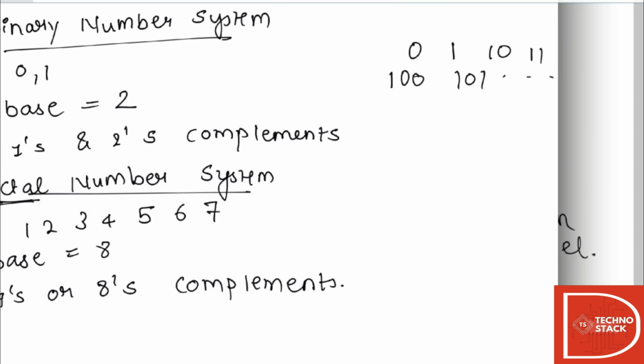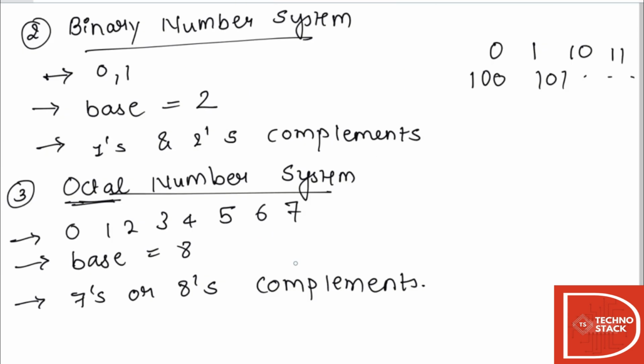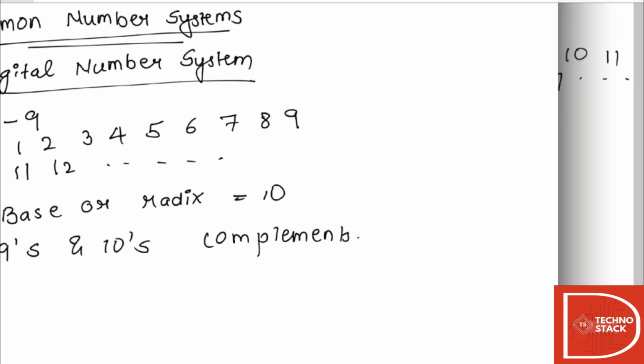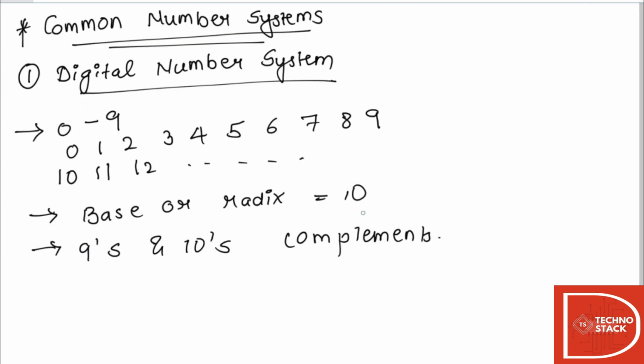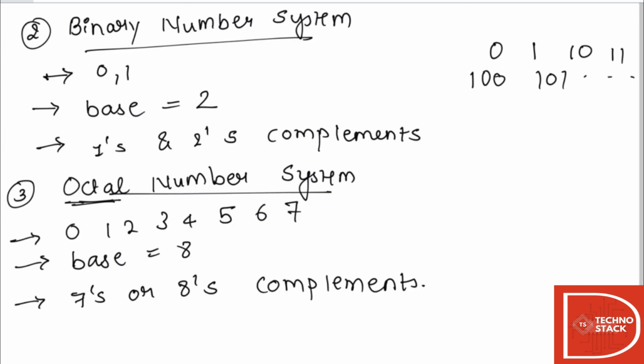Here also in previous slide you can see that in octal number system the base was 8, so we can take r's complement, that is 8's complement, and r minus 1's complement, that is 7's complement. In binary system we had base equals to 2, so we can take r's complement, that is 2's complement, and r minus 1, that is 1's complement. Similarly, in the decimal system, we had radix or base equals to 10. So we can take r's complement, that is 10's complement, and r minus 1's complement, that is 9's complement. So this is the basics for all common number systems.